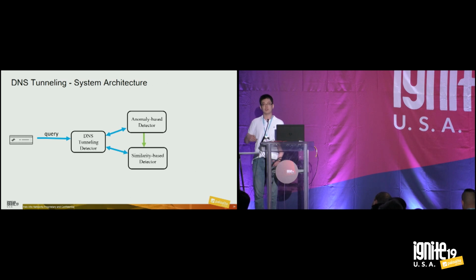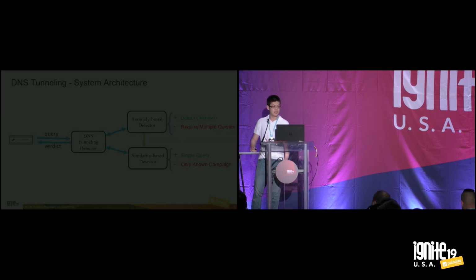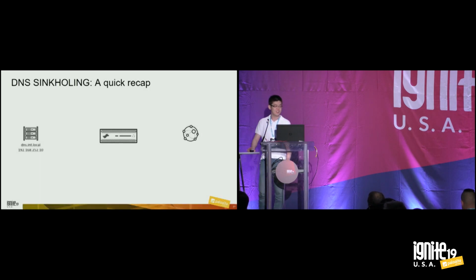And when we detect some new tunneling campaigns with the anomaly-based detector, we extract the patterns and feed the patterns to the similarity-based detector. So in summary, the anomaly-based detector and the similarity-based detector can complement each other for comprehensive and fast detection of DNS tunneling. So that's all my part. Thanks very much, and I hand over to Martin.